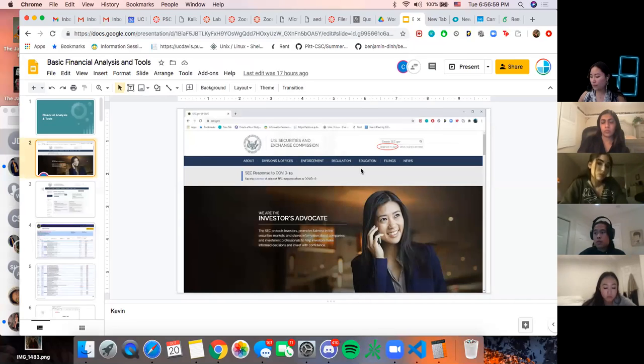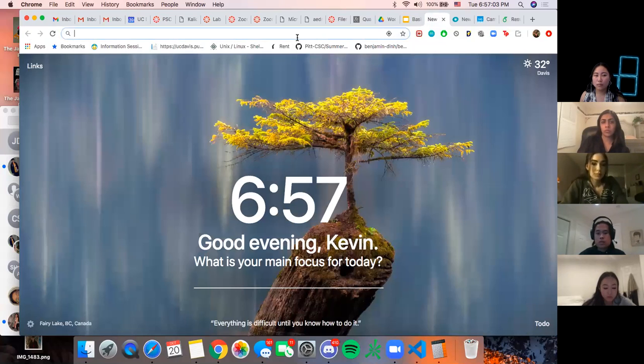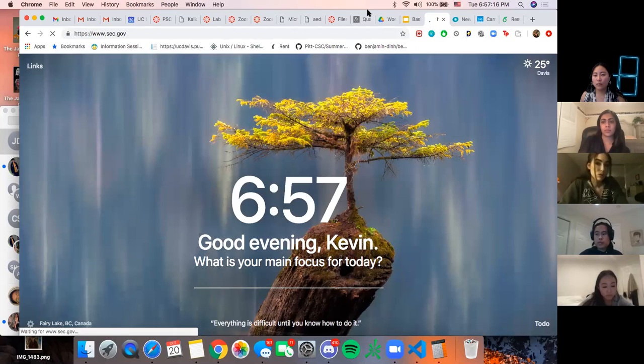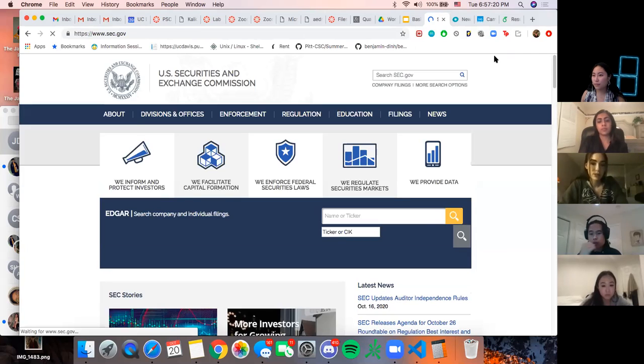If you want to pull this up on your computer too, I'll walk you through how to do it. First thing, in your web browser, you're going to want to go to sec.gov. This is the website where most of the companies have to file to the SEC. So that's where you'll find everything, at least the public companies.